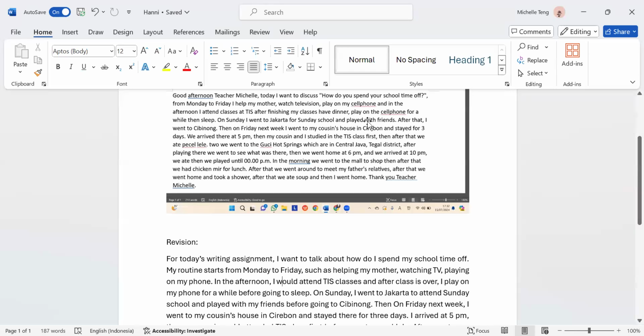Okay, and then the next one here, playing on the cell phone. I'm just going to add the subject: after class is over, I play on my phone for a while. It's the same. Then sleep. Instead of saying just then sleep, I'm saying before going to sleep or before going to bed. Technically they are synonyms, going to bed and going to sleep, they're the same. But we need to make this more formal. Saying then sleep is not counted as wrong. We can say that if you're talking to people, but in a writing context, we should make it more formal: before going to sleep.